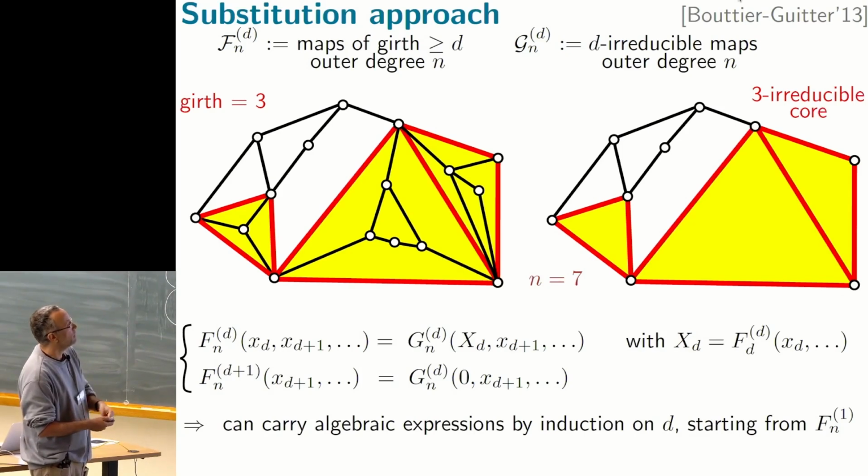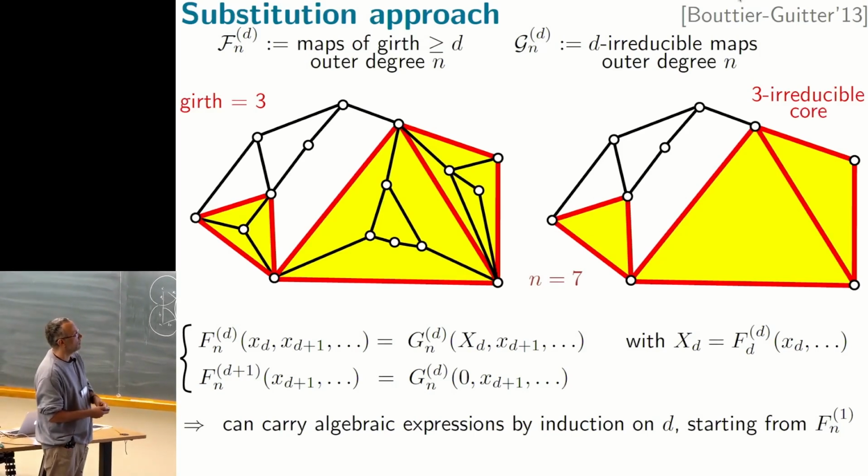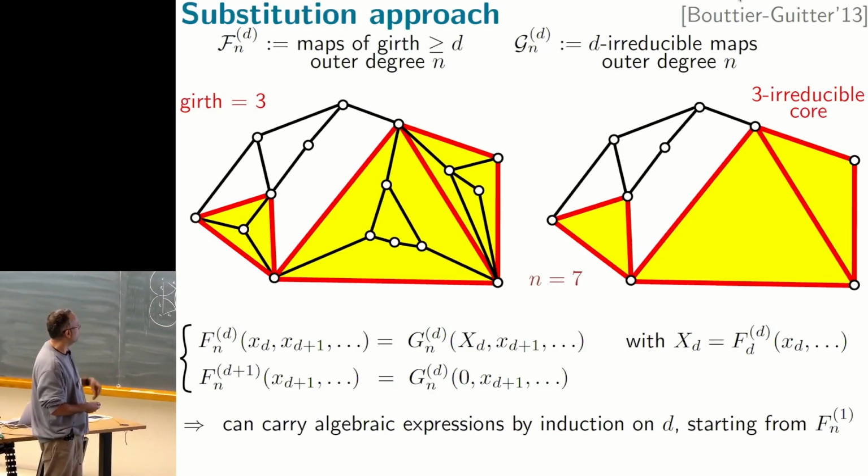So you see that faces of degree d are replaced by maps of girth at least d and outer contour d. And then to jump to girth d plus 1, you just say that there are d-irreducible maps with no face of degree d. Okay? And using this equation system, you can derive algebraic expressions for maps with a certain boundary length, outer contour length. And actually, for the first values, you can use the bijective approach, with slices or with mobiles, and also with functional equations, as shown by Gilles yesterday.